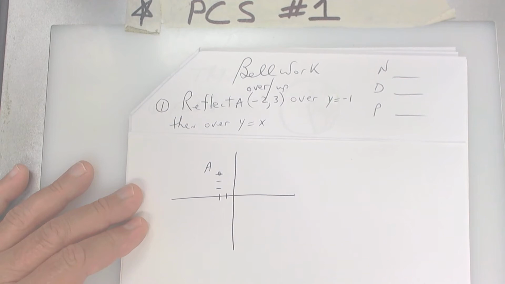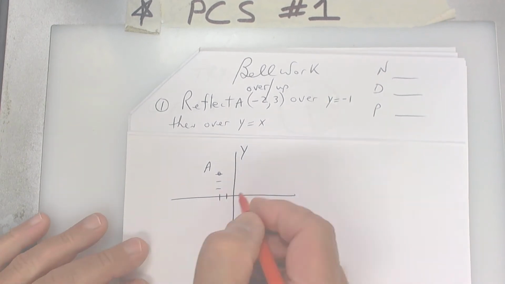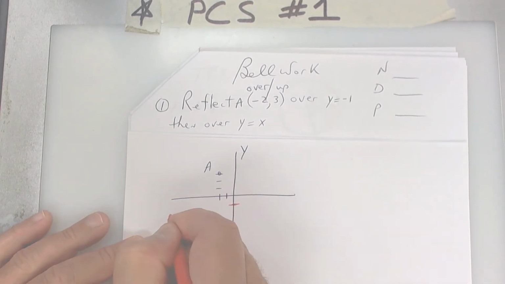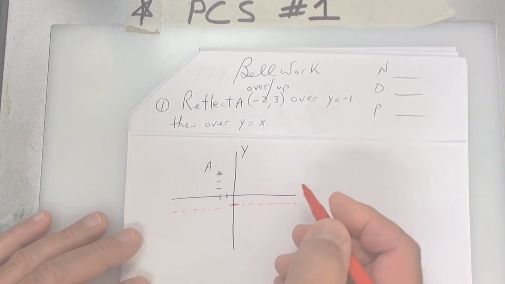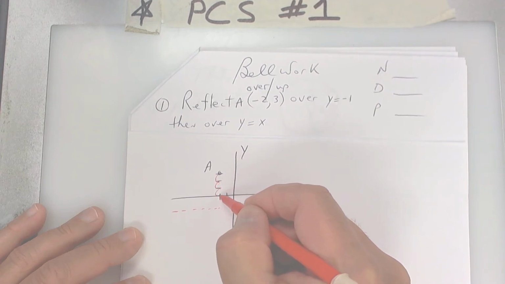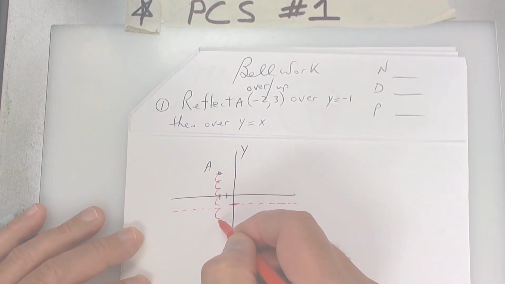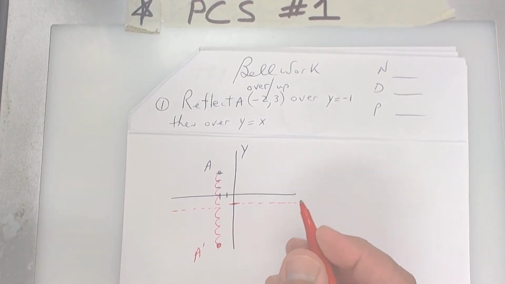Now it says reflect it over the line Y. This is my Y. So I'm going to go down 1. Notice the tick mark is sideways. So the line looks like this. And I want to reflect it over that line. So it's 1, 2, 3, 4 spaces. So 1, 2, 3, 4 spaces would be right here. So my new point, A prime, would be right there.